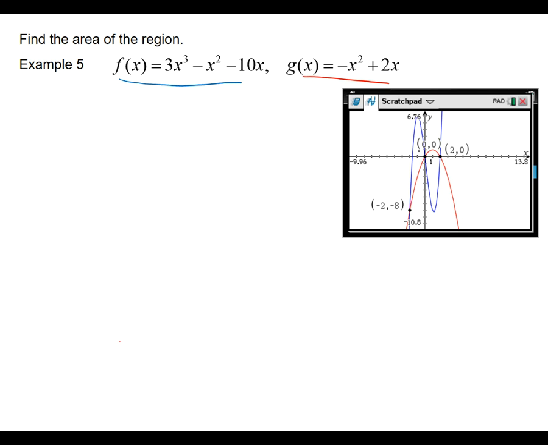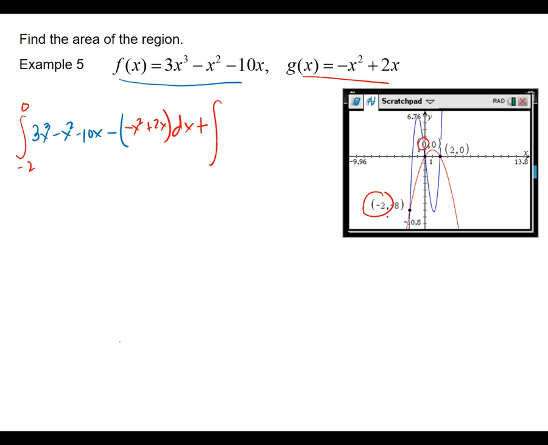Okay? So, let's see, if I go to this first region, my x values are from -2 to 0. Okay? Which curve is on the top? The blue one or the red one? The blue one. So I'm going to write my blue one first. So I'm going to do 3x cubed minus x squared minus 10x. We're going to subtract, parentheses, my red one. So negative x squared plus 2x dx. Then we would add that to the next region.